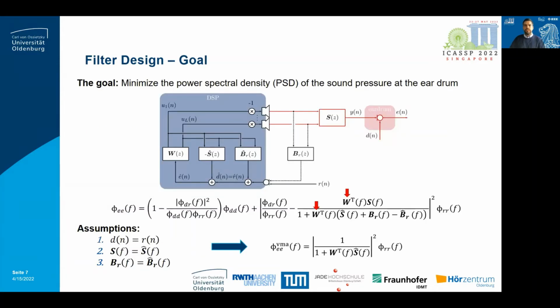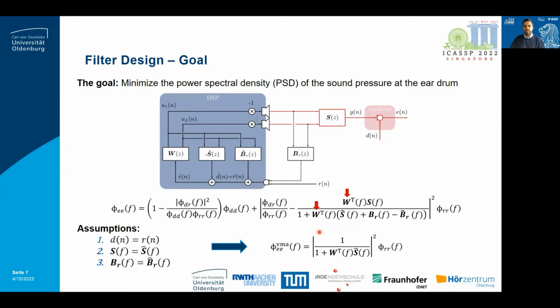For the filter design, we aim at optimizing the controller W to minimize the power spectral density of the sound pressure at the eardrum. The PSD of the sound pressure at the eardrum can be written as follows. The left-hand term determines the minimum achievable PSD at the eardrum, which is 0 when the magnitude square coherence between D and R is equal to 1. The right-hand side defines the scope of the optimization of the controller W, where it should be noted that both the numerator and the denominator depend on W.